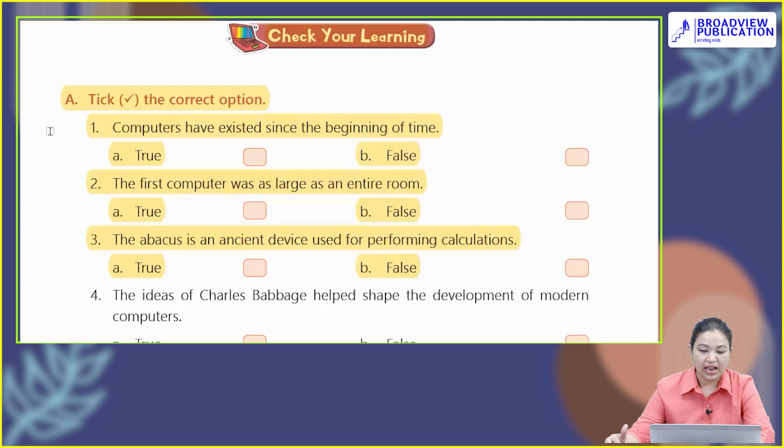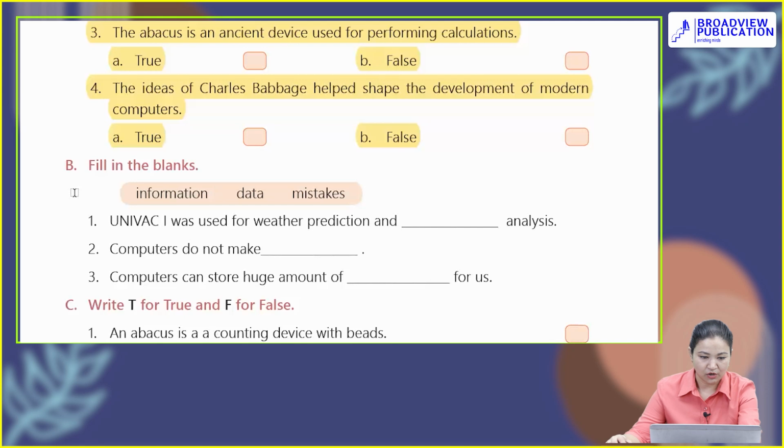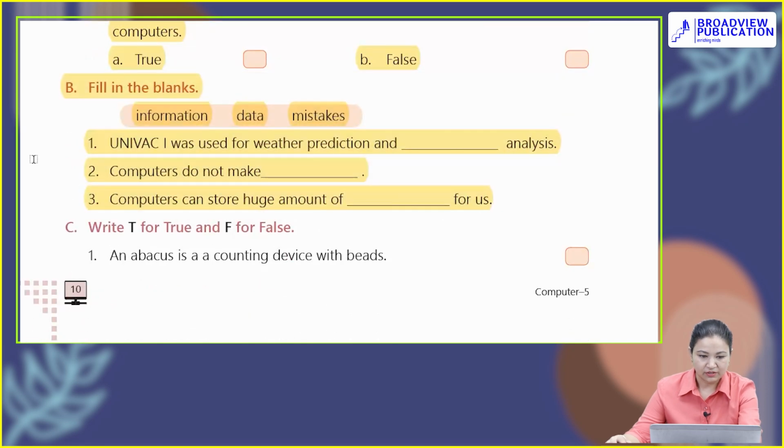Third, the abacus is an ancient device used for performing calculations. Is it true or false? It is an ancient machine. So you will tick true. The ideas of Charles Babbage helped shape the development of the modern computer. Yes, it is true. Now, fill in the blanks.